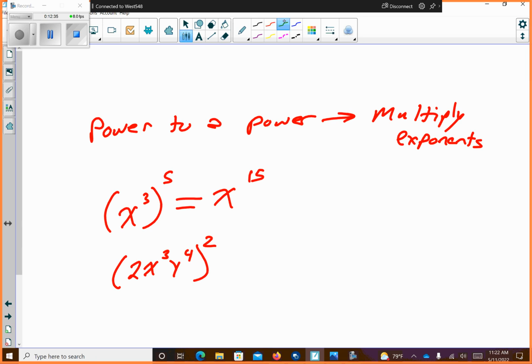So things that we have to know. This comes to here. So do you feel comfortable? The answer right there so far is 4. And how did I get the 4? Yeah, 2 squared. 2 squared is 2 times 2. And then this comes here. So what is this going to give me for the x's? X to the 6th. And then what does this give me for the y's? Y to the 8th. Okay.